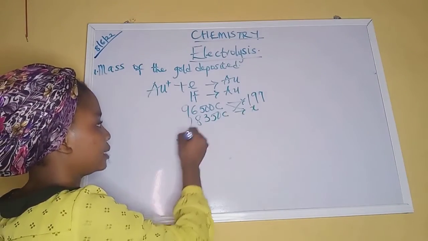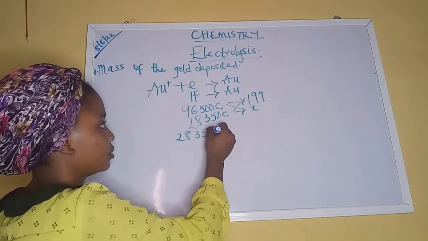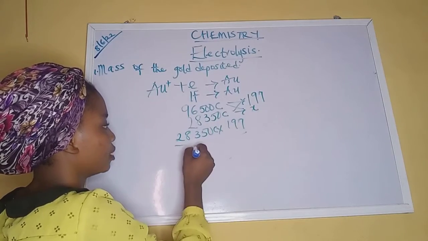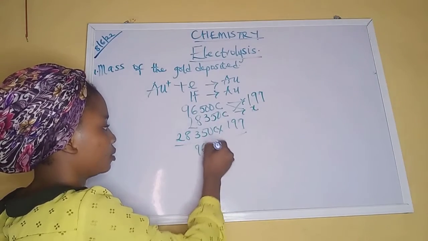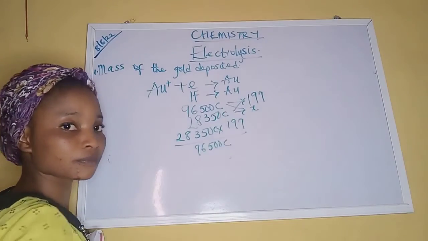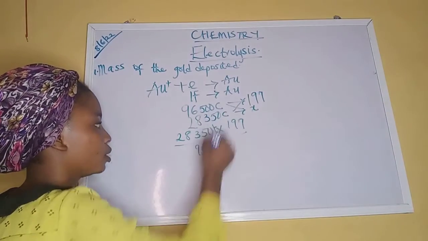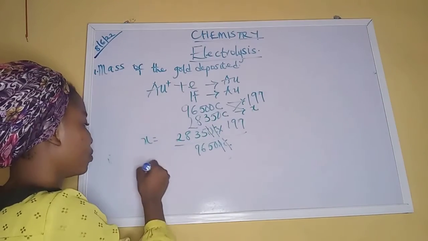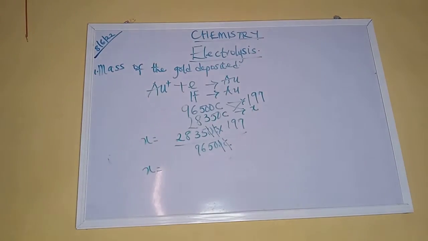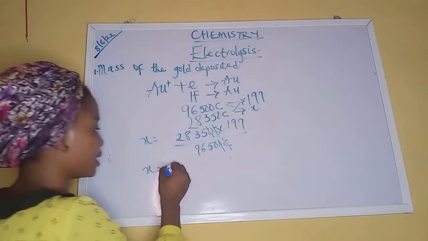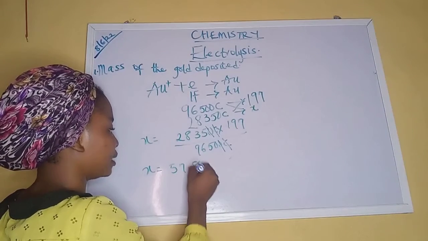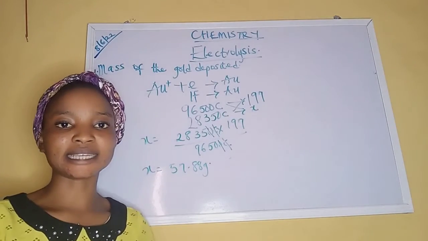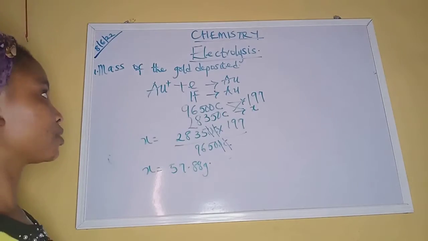we have 28,350 times 197 over 96,500 coulombs. The coulombs will cancel out the coulombs. Therefore, our X should give us 57.88 grams. Let's move to the next question.